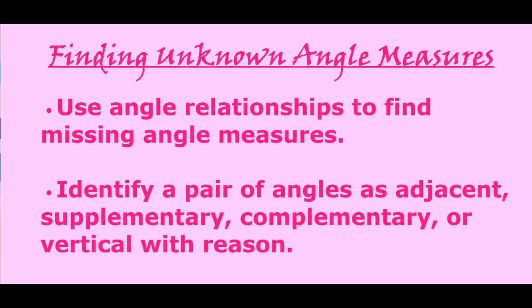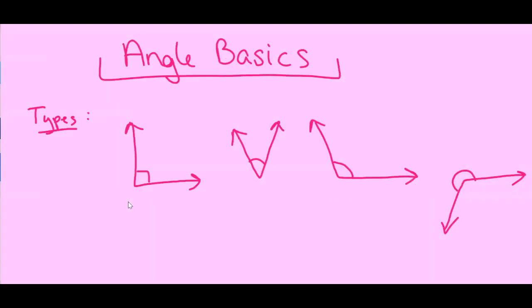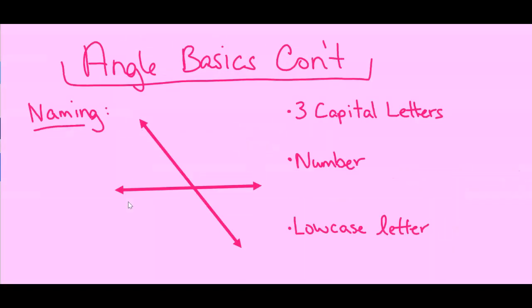In this video, we're going to learn how to use basic angle relationships in order to find missing angle measures. We're also going to learn how to identify a pair of angles as adjacent, supplementary, complementary, or even vertical angles. Before we get started, let's cover some angle basics.